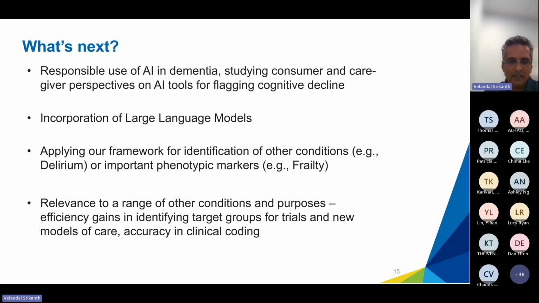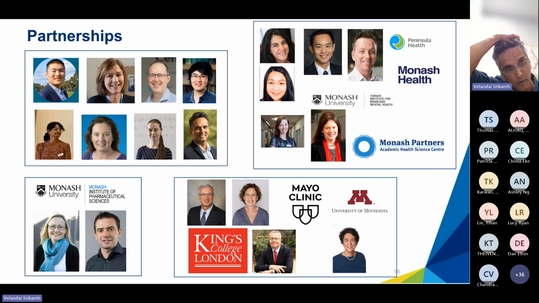We think this has relevance, as other people have said, to a range of other conditions, efficiency gains in identifying target groups of trials, obviously, and potentially other new models of care, accuracy in clinical coding. And we're really pleased to be working with the King's group to try and get ahead in these areas. Partnerships are important for this. We've got our own local partners that we work with, but certainly our international partners, including King's, are important to us.